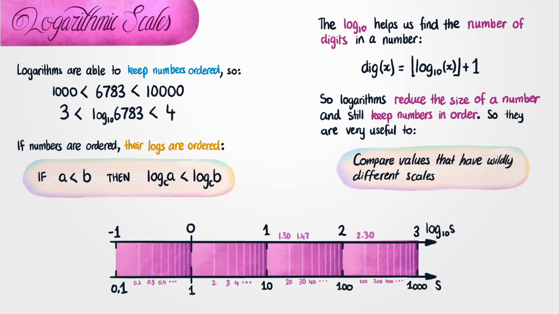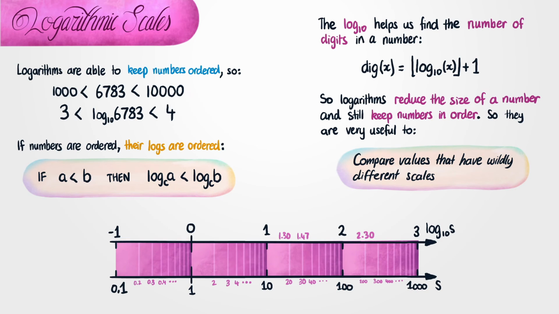Now the thing that makes the log base 10 so special is that it can be used to approximately tell us how many digits there are in a number. If we take the log base 10 of a number and then round it down and add 1, we will get the number of digits in that number. Or, to be more precise, this dig function actually tells us where the first significant digit appears.